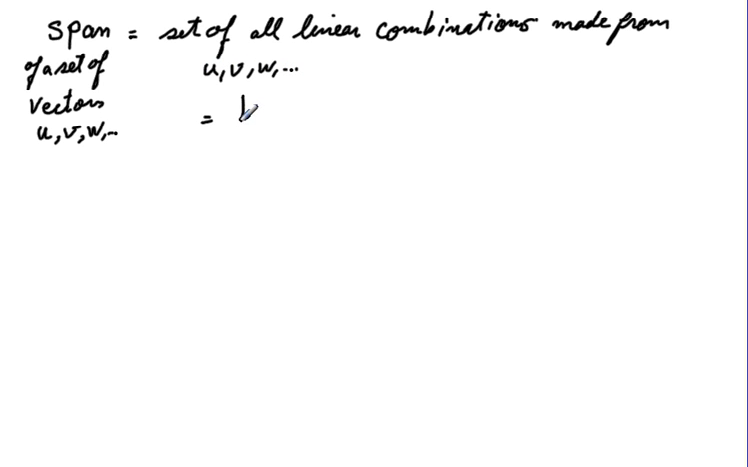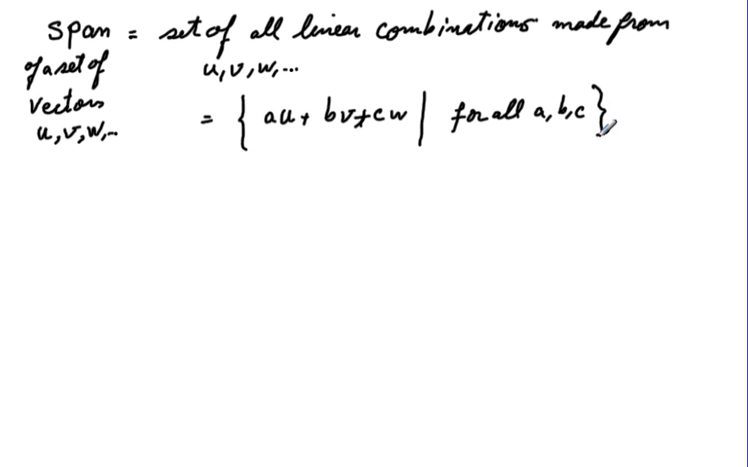Well, what is that? It is the set of as many U's as you want to take, let's say AU, as many V's as you want to take, as many W's as you want to take, and just add them all together. And if you have more vectors, just keep doing this. Do this for all possible values of these numbers. A, B, C are real numbers. What can you make from them?